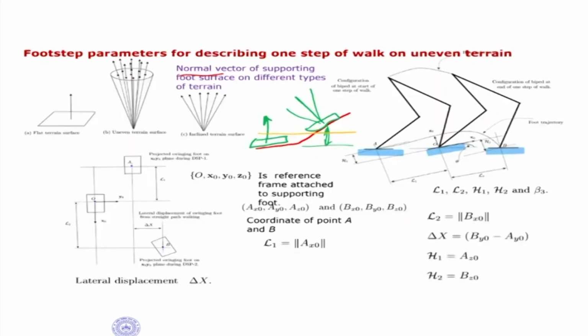Now the problem here is that there are too many variables. In the previous case you were just playing with the ankle trajectory or the hip trajectory. Now the ankle trajectory also depends on the terrain you're walking on. In the previous case it was flat, so that problem was not there. Now it is 3D. What is the meaning of 3D?